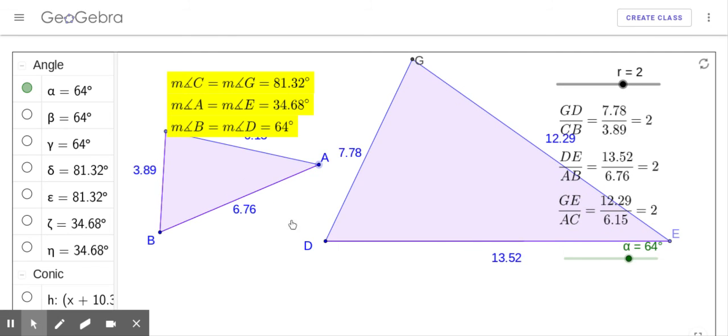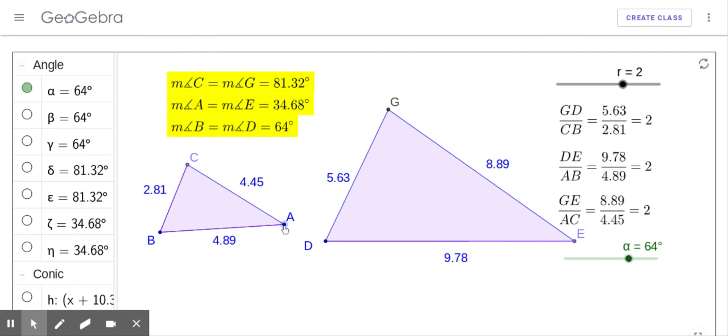I can spin it around here. So this is a nice illustration of no matter what kind of triangle you have, it doesn't have to be any certain kind of triangle. This happens to be an acute scalene triangle.